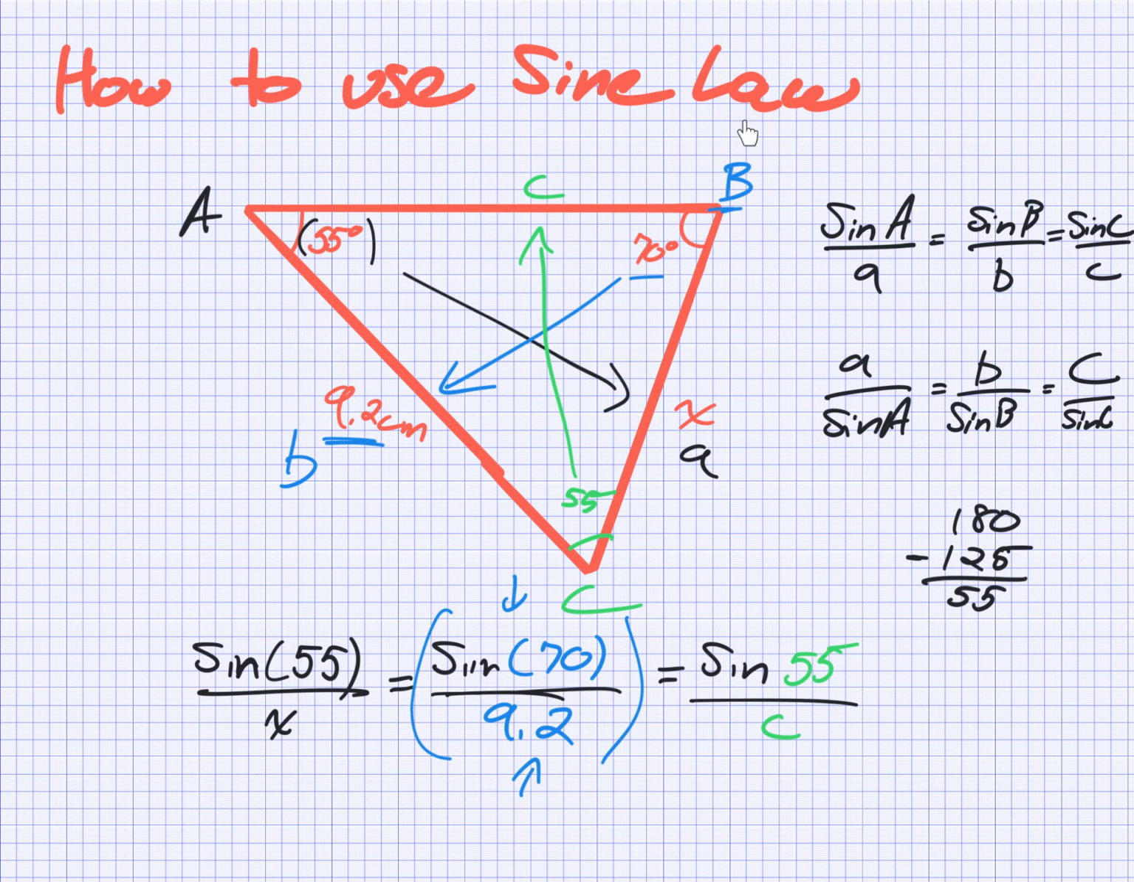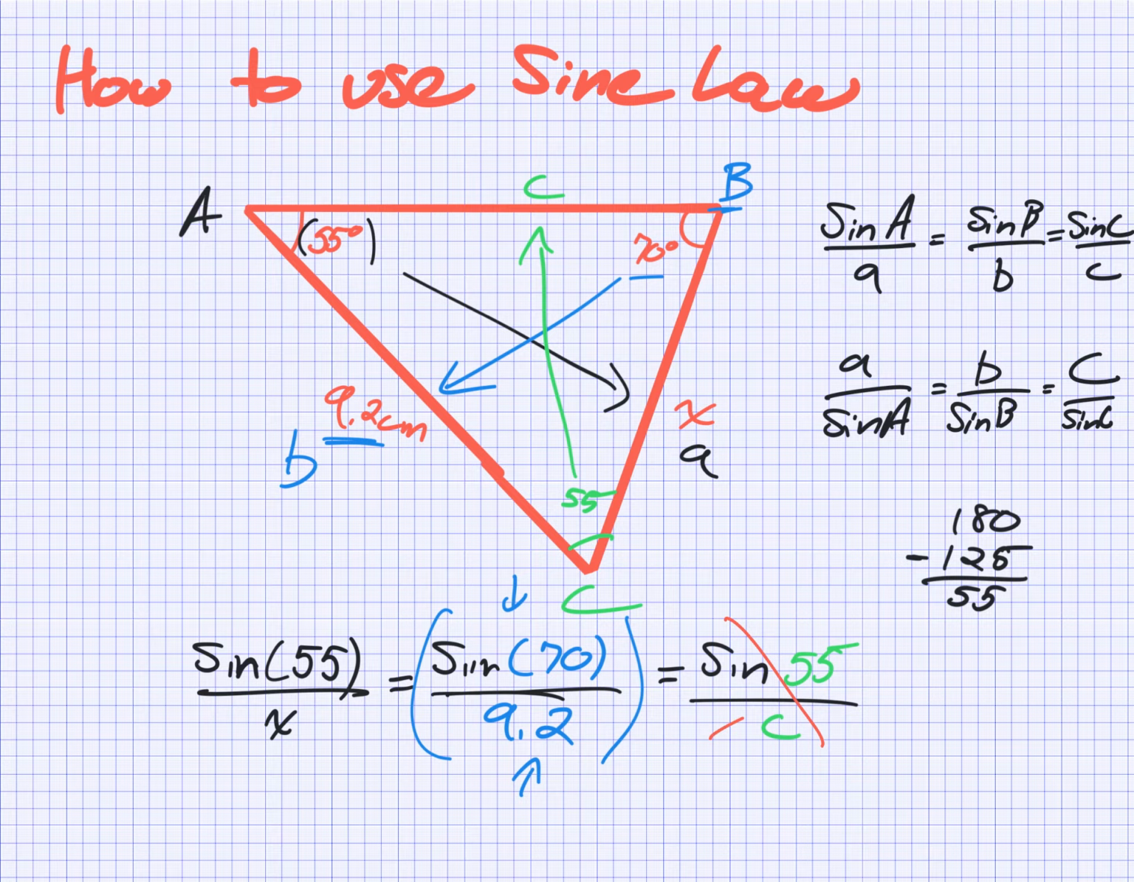So always, in order to use sine law, you got to make sure you have an angle and the opposite side. Okay, so since we have that, that's great. Now, what's neat is we have two sets of things we're equal to. I can solve for the missing piece here, which is side C, or I can solve for the missing piece here, which is x. The question is asking us for x, so kind of pointless to do the other one, so we're not going to.